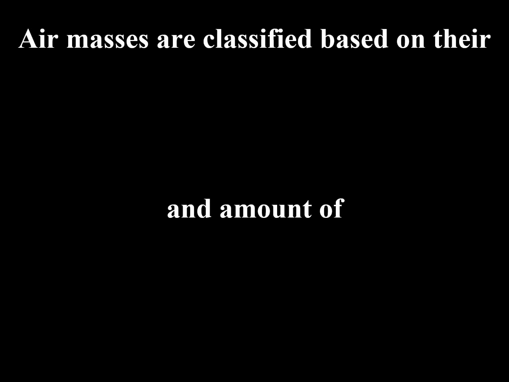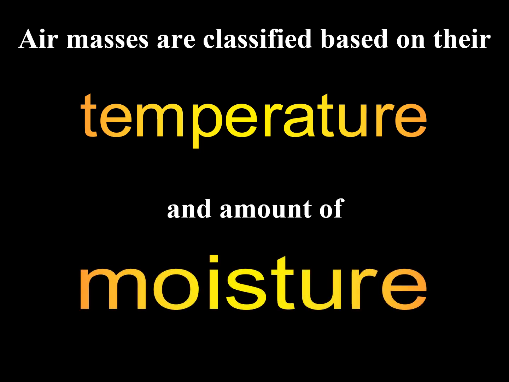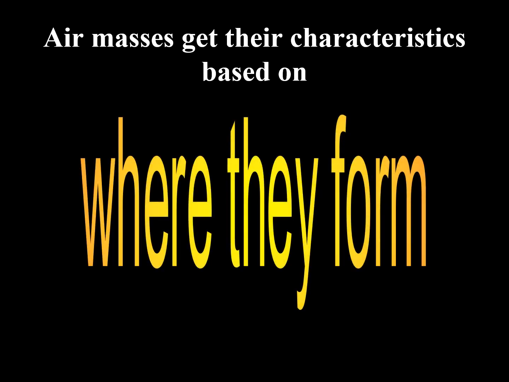So we classify air masses based on their temperature. Are they hot or cold, cool or warm? And the amount of moisture. So are they really wet, high moisture, or are they dry, low moisture? They actually get those characteristics, their heat or their moisture, from where they are formed. So if an air mass forms over a desert, it's probably going to be hot and dry. If it forms over an ocean, it might be hot and wet, it might be cold and wet. Kind of depends on where they form, and that's where they get their characteristics from.